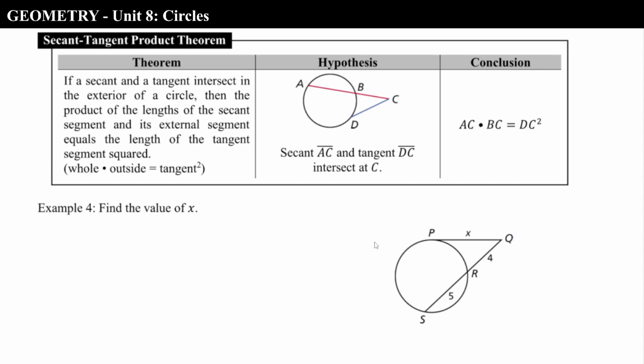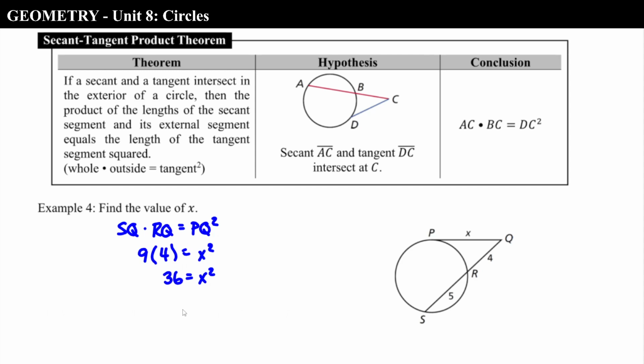So here we want to find the value of x. Well, let's take the secant part first, the whole, which is SQ, times the outside part, which is RQ, is equal to PQ, which is the tangent part, squared. So SQ, the whole thing, 5 plus 4 is 9, times RQ, which is the outside part, which is 4, is equal to x, which is the tangent part, squared. So 9 times 4 is 36.